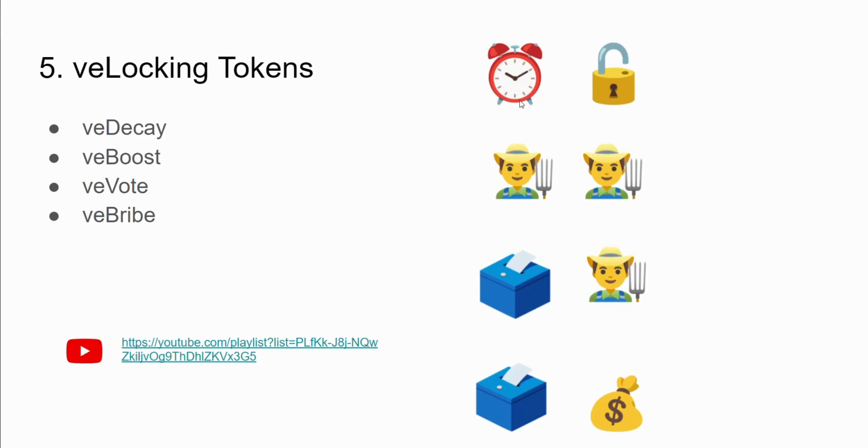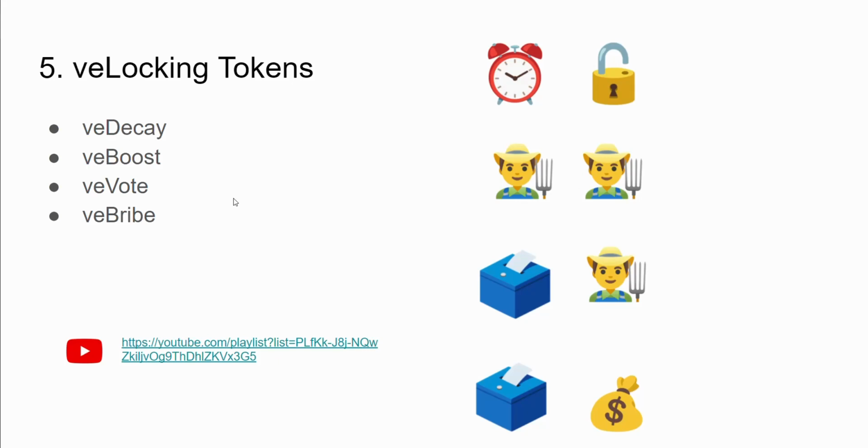And it's useful in that sense for a protocol to adopt veLocking so that people don't sell their tokens based on emotion, because it's impossible for you to sell your tokens. Okay, so this is usually the VE decay idea, okay?